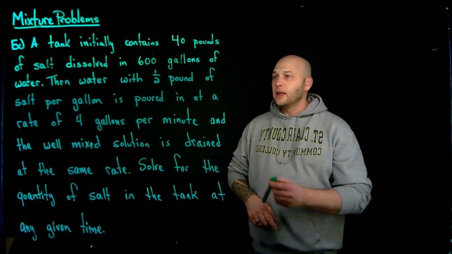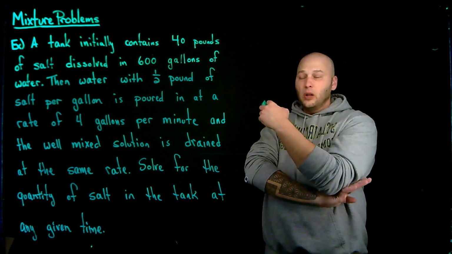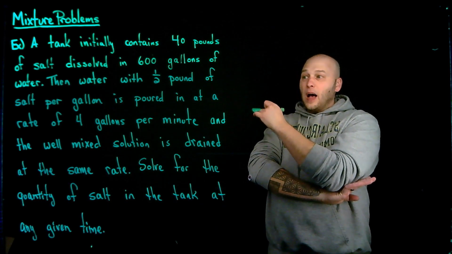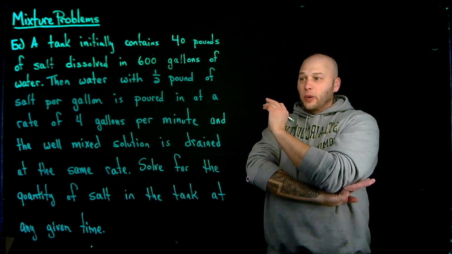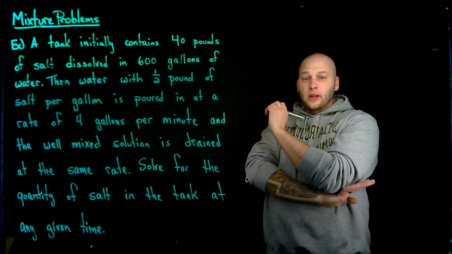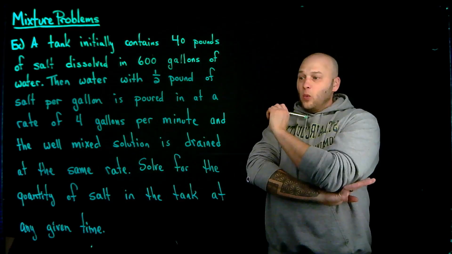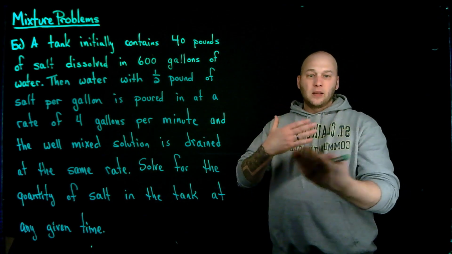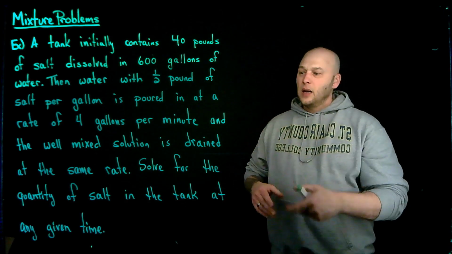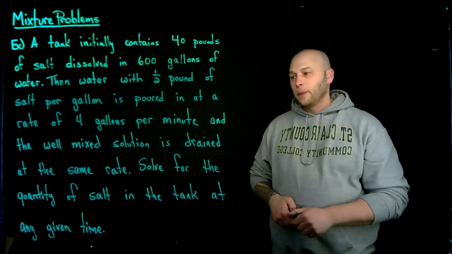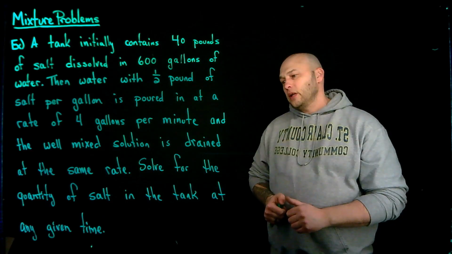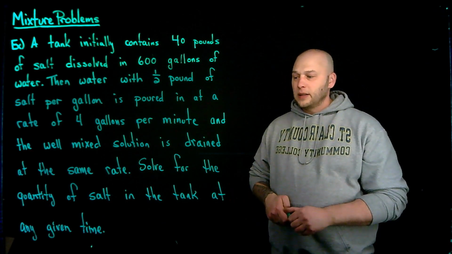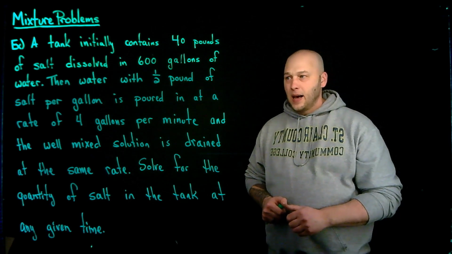We have a tank initially containing 40 pounds of salt dissolved in 600 pounds of water. Then water with a half pound of salt per gallon is poured in at a rate of 4 gallons per minute. And the well-mixed solution, so again, what I'm assuming is within this tank we've got these blades that are mixing it very thoroughly, very quickly, the well-mixed solution is drained at the same rate. Solve for the quantity of salt in the tank at any given time.